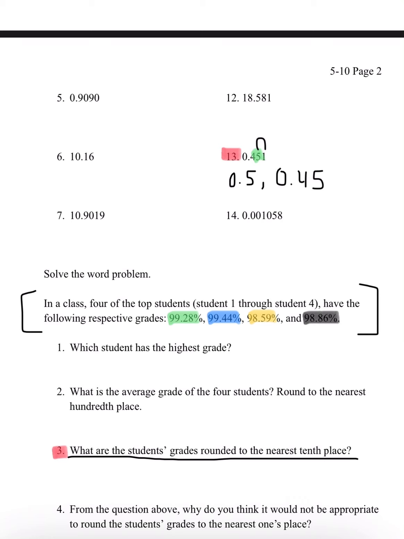Okay, let's start off with the green one, which is 99.28. The hundredths place is an 8, so that means we do round it. So 99.28, if we round that to the nearest 10th place, is going to be 99.3%. Next, the blue one, 99.44%. We look at the hundredths place, which is a 4. So it's just going to be staying as 99.4%.